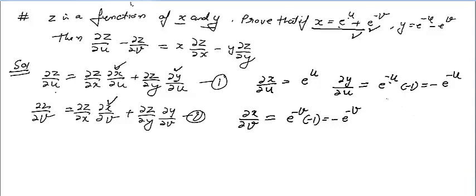Now the derivative of y with respect to v, curl y by curl v. So e raised to power minus u gives 0. So minus is outside, e raised to power v as it is, and the derivative of v is again 1. So these values we got. Now we are going to substitute these values in equation number 1.